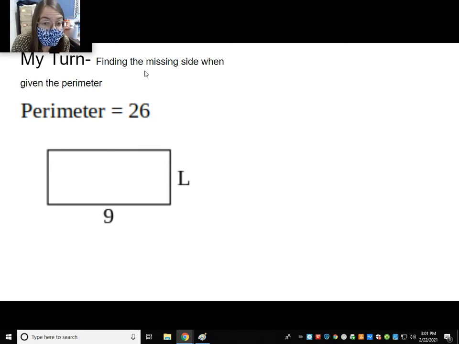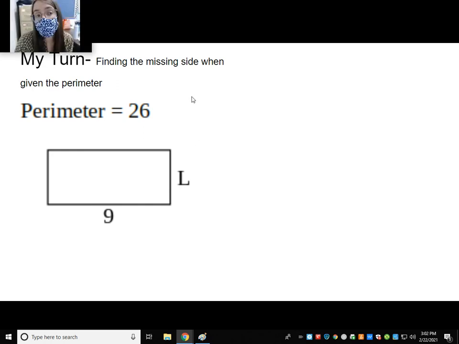So my turn. Find the missing side when given the perimeter. So I've been given 2 pieces of information. I know that the perimeter is 26. So that means when I add 1, 2, 3, 4 sides, it's going to equal 26. But I also know that the length is 9. Okay, so what am I going to do with that information to find the missing side?